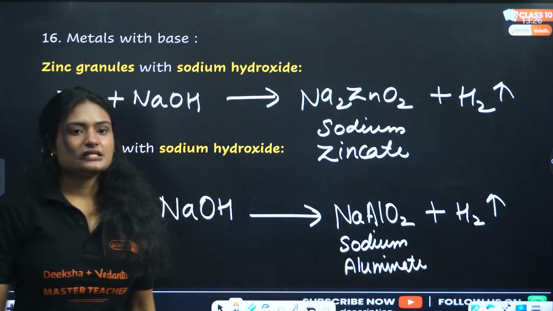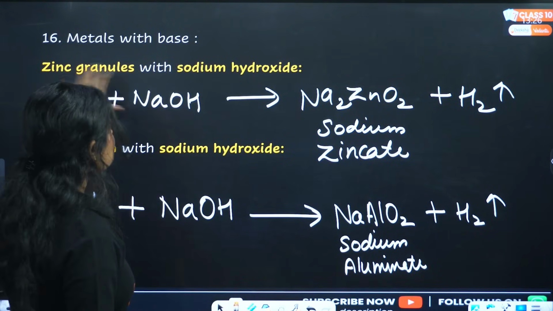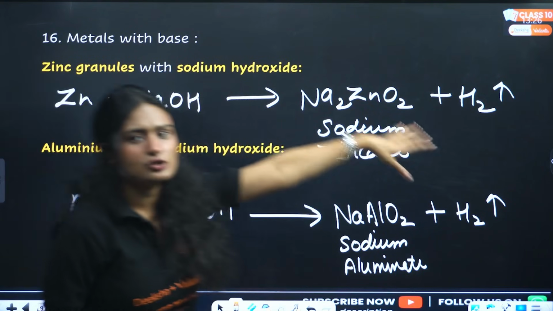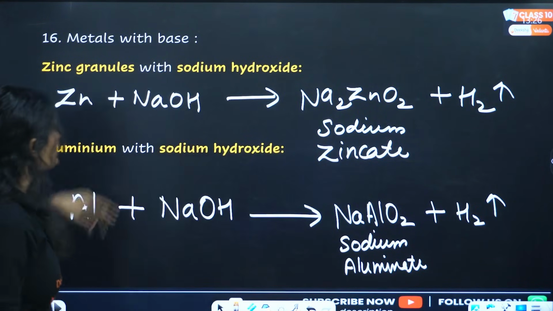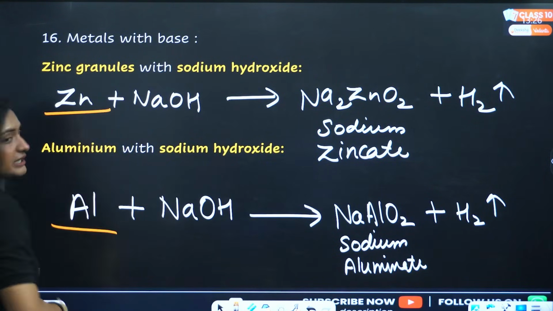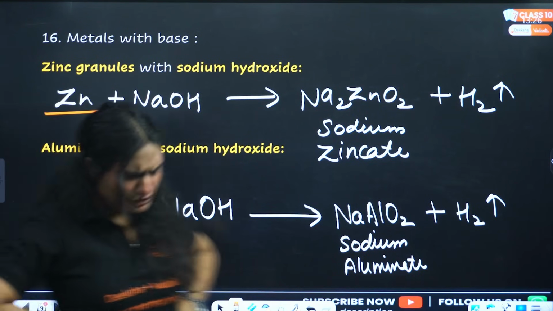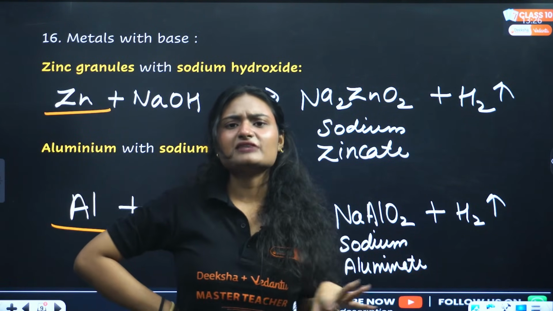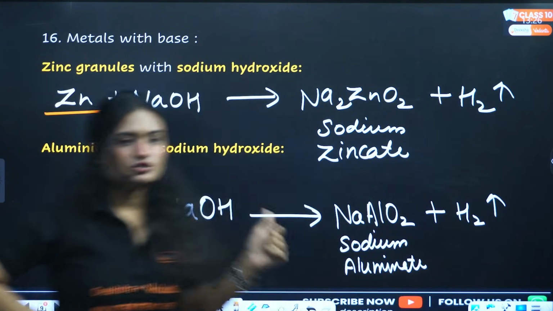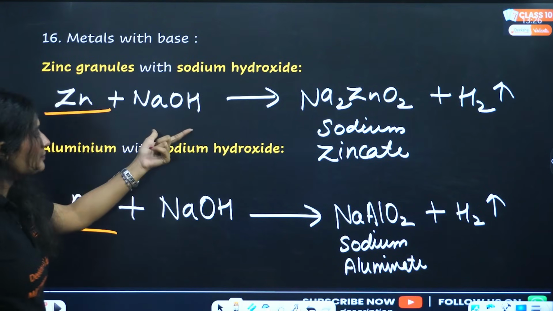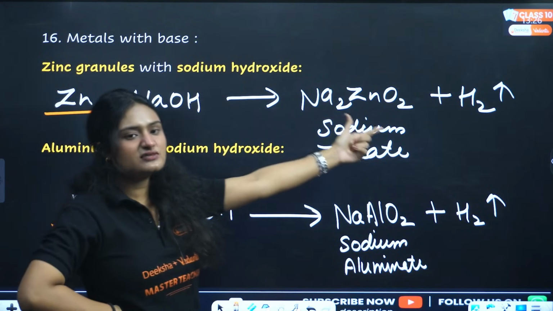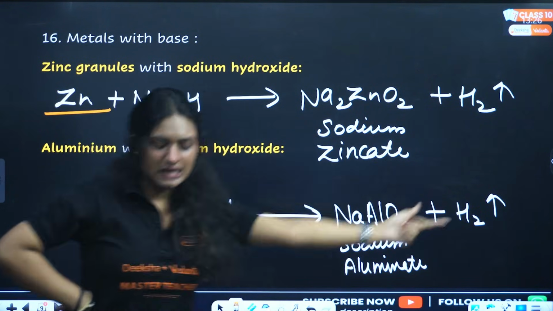Next reaction is metals with bases. When metals react with base, we get a salt and hydrogen gas is evolved. The metals that we are discussing here are amphoteric. What do you mean by amphoteric, ma'am? Amphoteric means they react with both acids and bases. So when zinc reacts with base, we get sodium zincate, which is an important salt, and hydrogen gas is evolved.